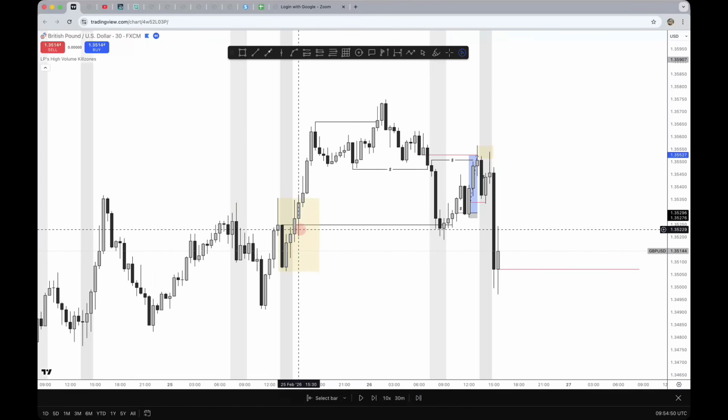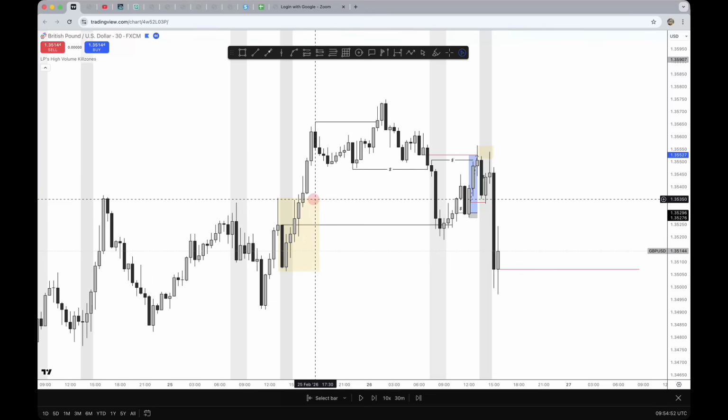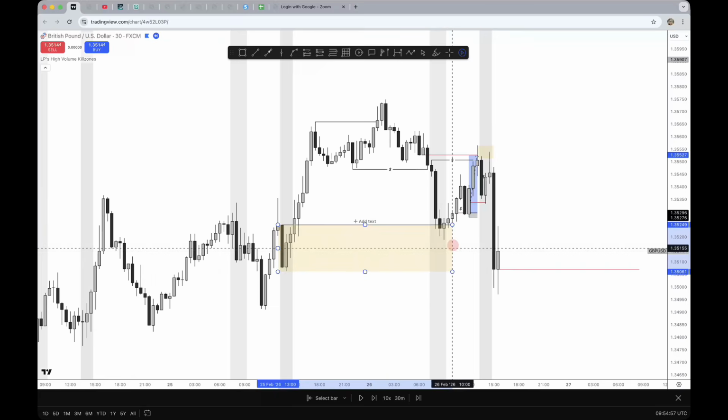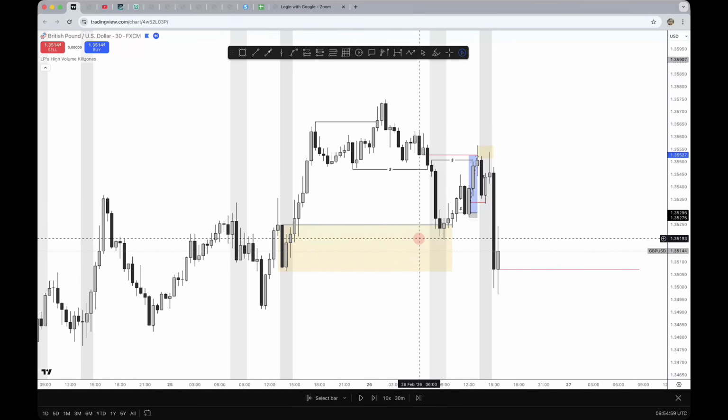And yes, so that is where I had my order block. So that black line is the top of the order block. So if you're using the rectangle tool, that is essentially what it would look like. Now, that isn't all we're using. We're not simply using order blocks.